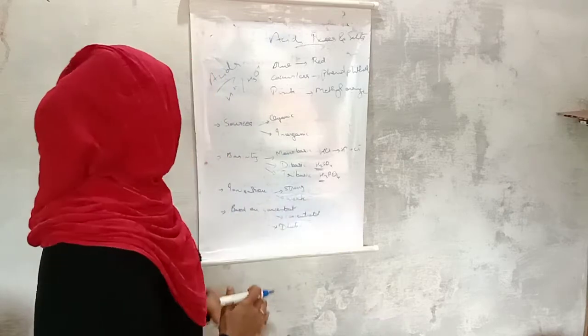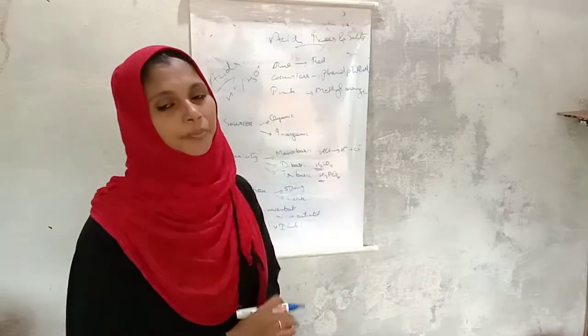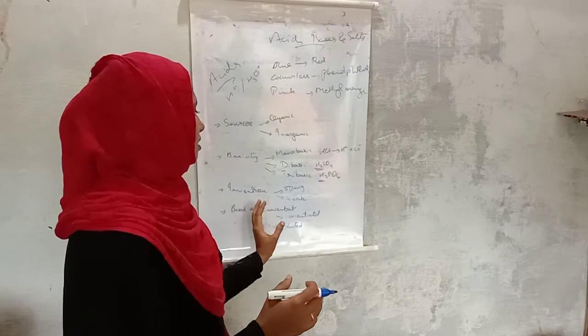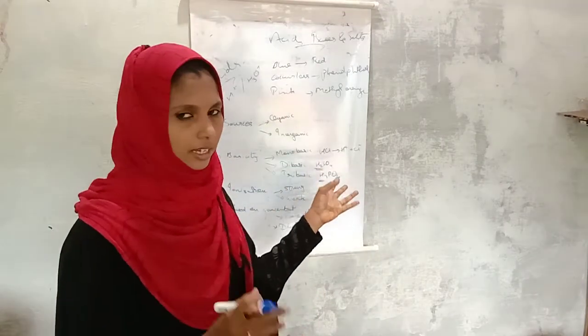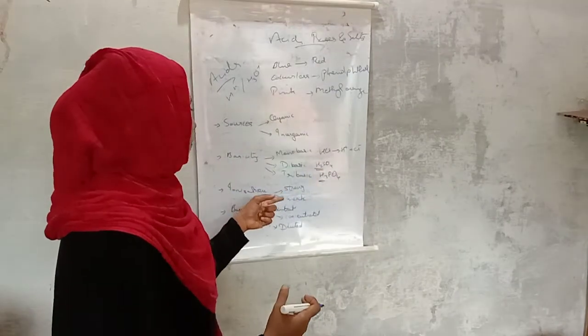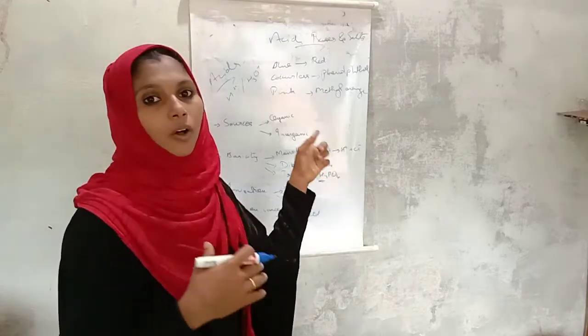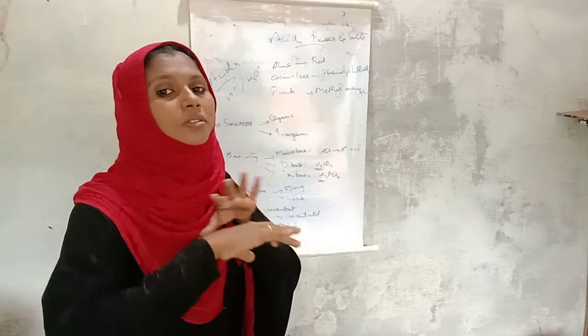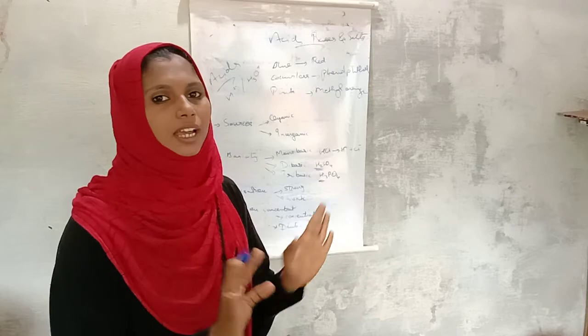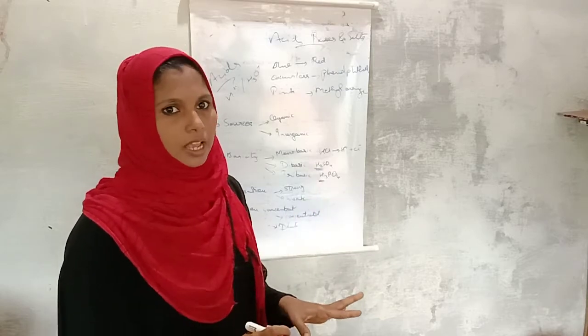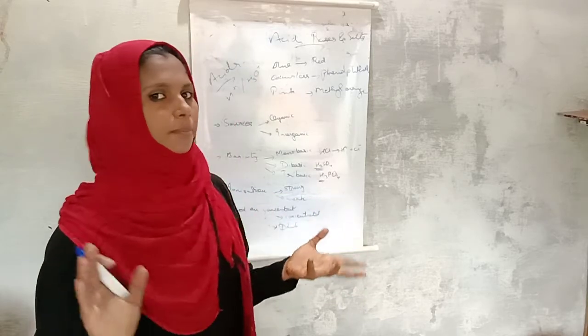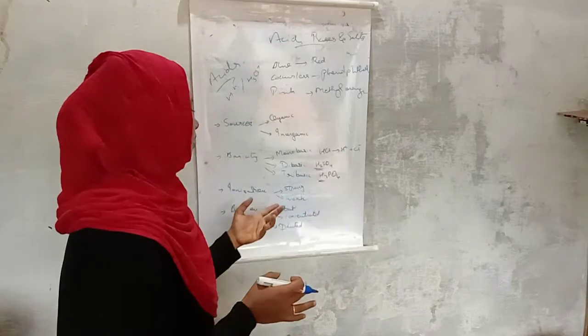Very easy. Now the third classification is ionization. Ionization also comes under this category. The idea is this: suppose the acid on dilution with water is dissociating completely, then we can say that it is a strong acid. And if it is not dissociating completely in water, then it is said to be a weak acid.